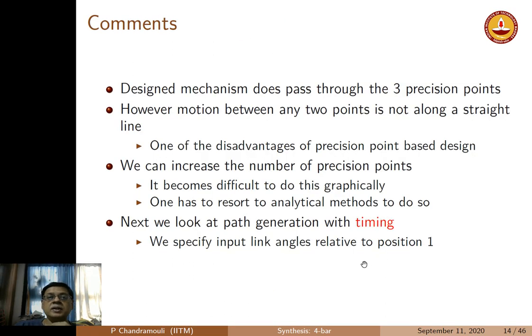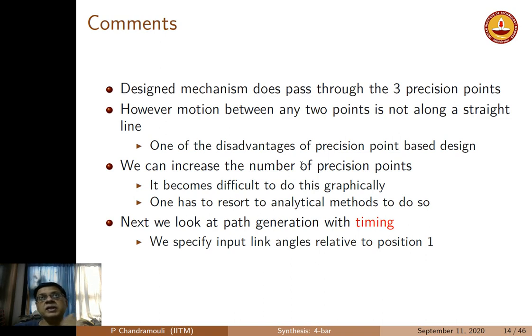So the designed mechanism does pass through the three precision points. However, the motion between the points is not along a straight line, which is one of the disadvantages of precision point based design. One way to take care of this is to increase the number of precision points, which will work, but we are not going to do this because it's graphically very difficult, and you have to resort to analytical methods to do so.